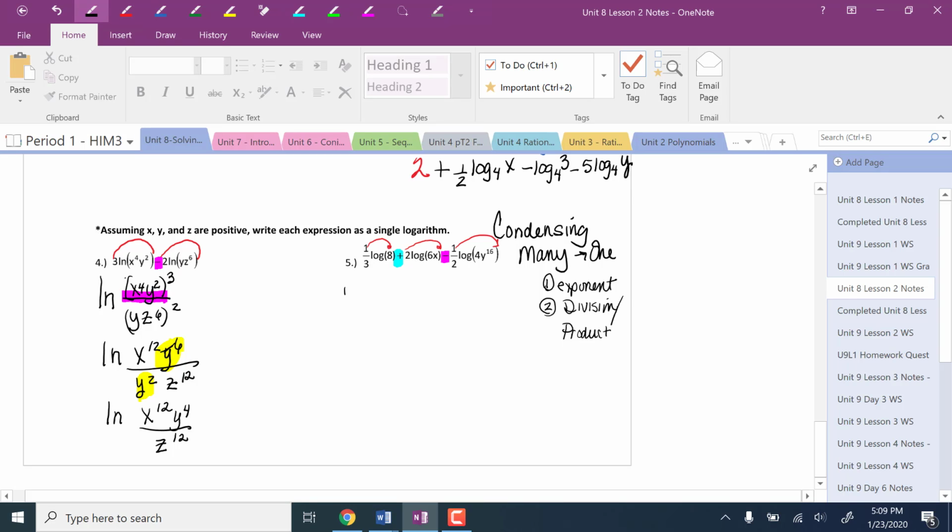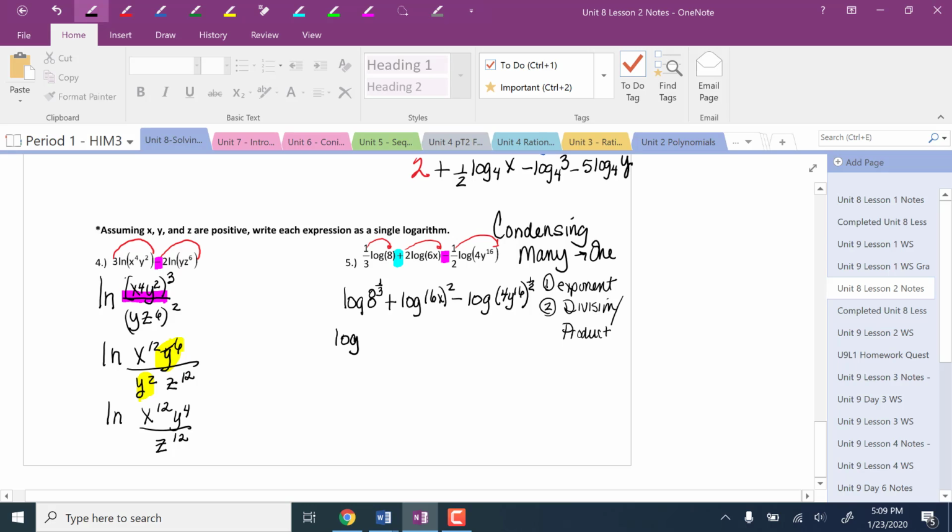So now I'm looking at the common log of 8 to the 1/3 plus the common log of 6x squared. That entire argument is squared, not just the x, but the 6. So please use parentheses. Subtract the common log of, again, that 4y to the 16th. All of that is being exponentiated to the 1/2, or we're taking the square root of that. Would simplify this.